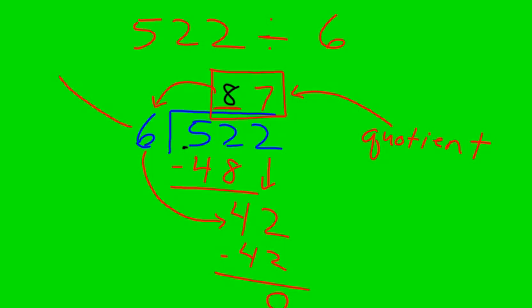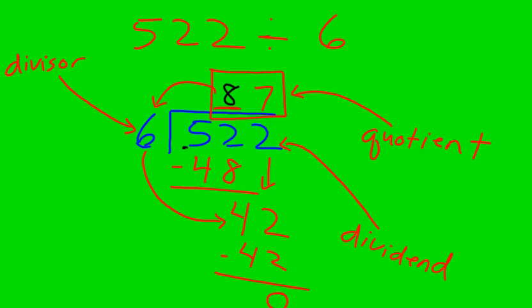This number right here, this number 6, a little bit less commonly known, what we call this number is we call the divisor. The divisor is the number that goes into the bigger number. So we call that the divisor. And then our third number, this 522, this number is called the dividend. So 3 main terms I want you to know on this slide is the quotient, the dividend, and the divisor.